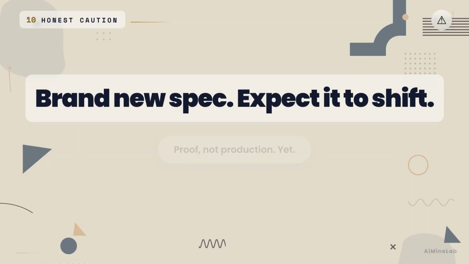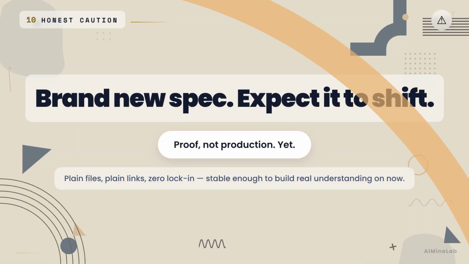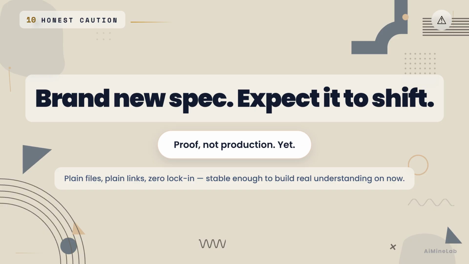One disclosure worth stating clearly. This specification arrived just a few weeks before this video, and Google frames it as a starting point rather than a finished standard. The exact field list, the conformance rules, even some naming conventions could shift as more teams adopt it. Don't wire this into a production pipeline you can't easily update. Treat today's build as a proof, not a permanent architecture.